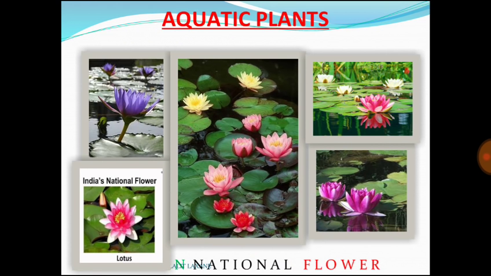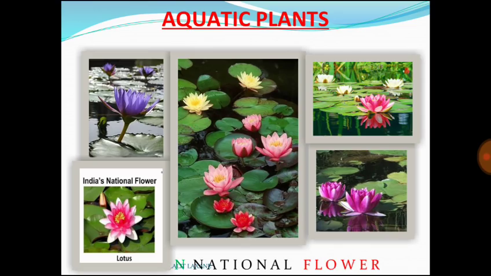Adaptations in aquatic plants. Visit various water bodies such as a river, brook, pond or lake in your surroundings. What differences do you observe between terrestrial and aquatic plants? Some of the aquatic plants are firmly rooted in the soil at the bottom of the water bodies. Their stems are submerged, while leaves and flowers float on the surface. However, some plants are entirely afloat.